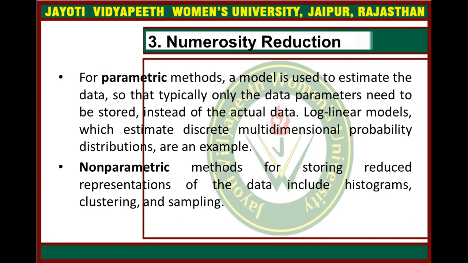Now the third is numerosity reduction. In this there are basically two types of methods, parametric and non-parametric. For parametric methods, a model is used to estimate the data, so that typically only the data parameters need to be stored instead of the actual data. Okay, so data parameters are stored, not the actual data, right?